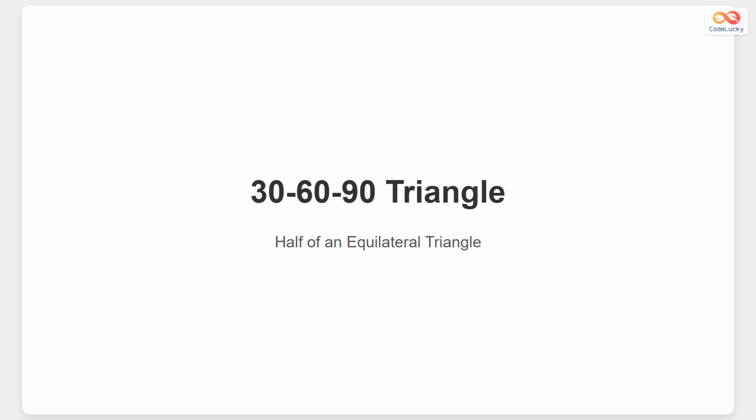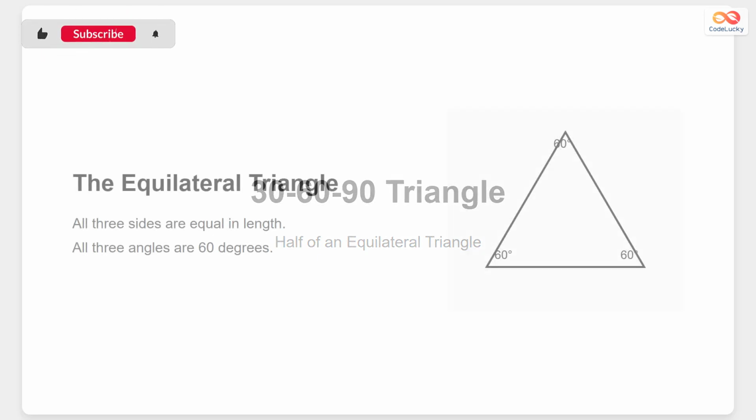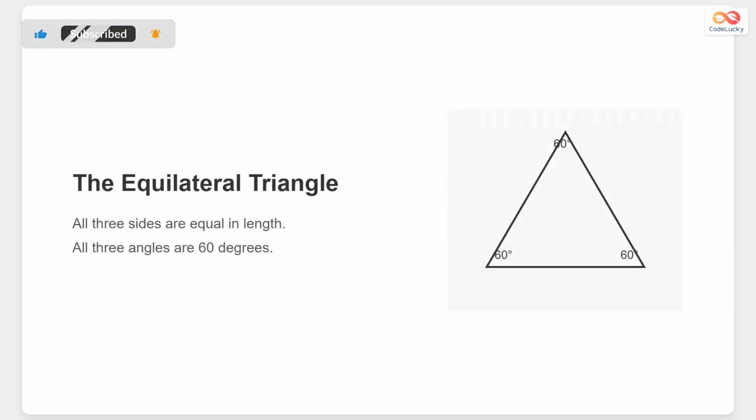Welcome to our lesson on the 30-60-90 triangle. In this video, you will learn how this special right triangle is derived from an equilateral triangle. Let's start with the equilateral triangle. It's a triangle where all three sides are equal in length and all three internal angles are equal to 60 degrees.